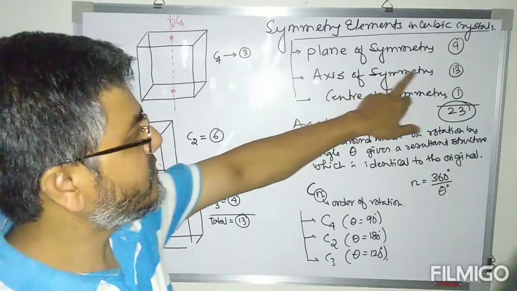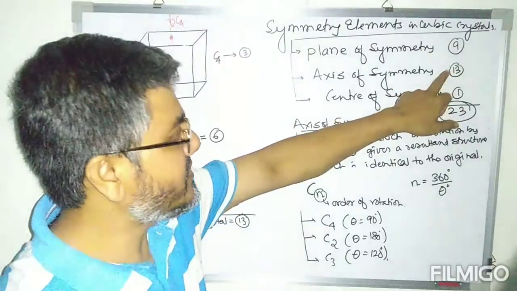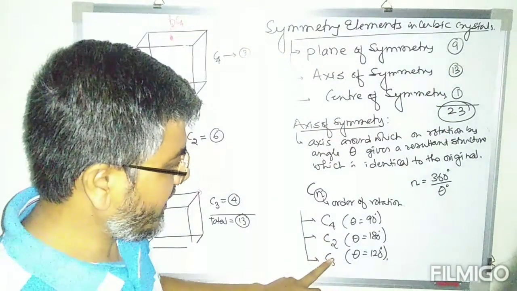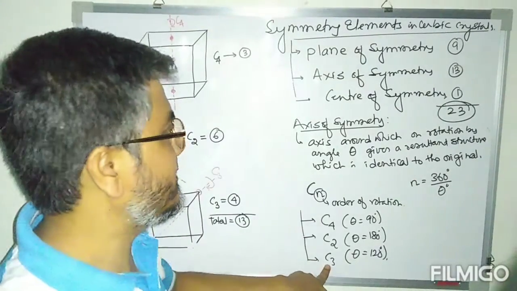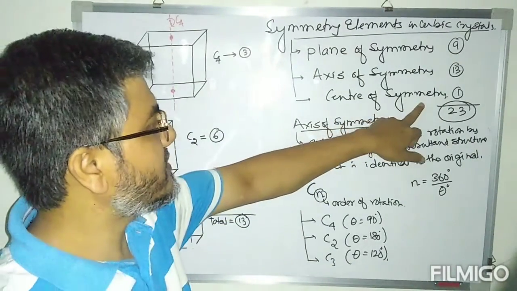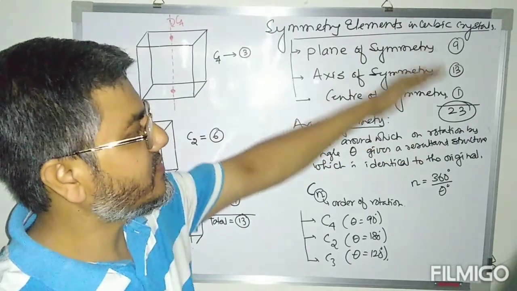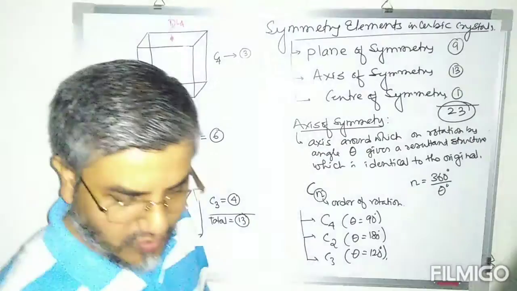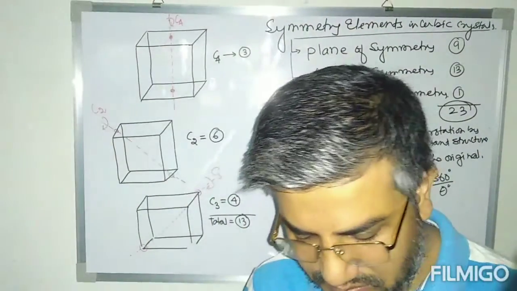Total number of axes of symmetry is 13. Out of these 13, we have 3C4, 6C2 and 4C3 axes. Then we have only one center of symmetry. So total number of symmetry elements present in a perfect cube is 23. This is what we call symmetry elements.